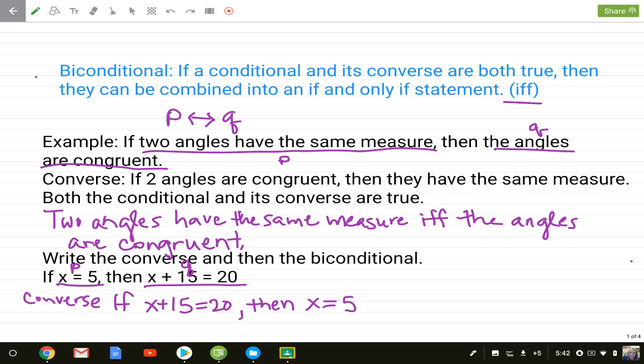It turns out that both the conditional and its converse are true, so I can write a biconditional. It doesn't matter which one I put first, but I'm going to use the conditional, so I'm going to say x equals 5 if and only if x plus 15 equals 20. Okay, so my if and only if is in the middle.